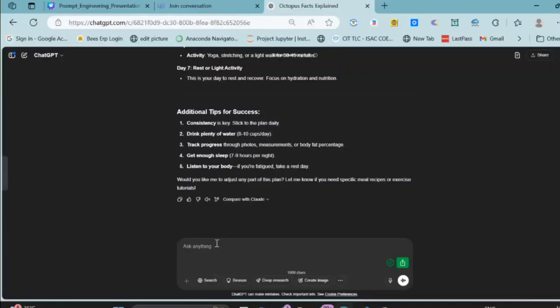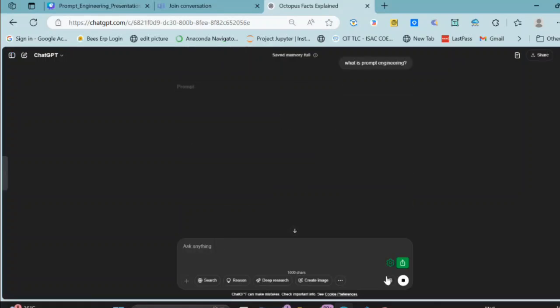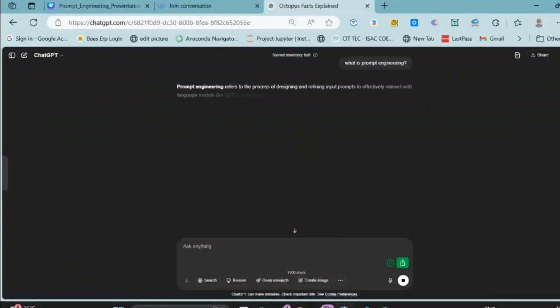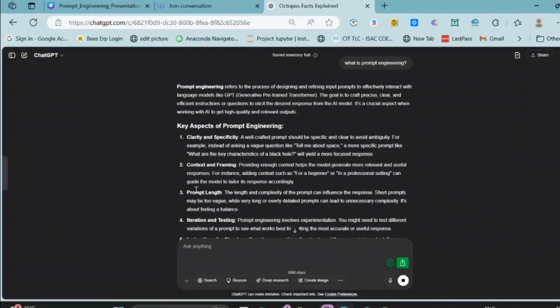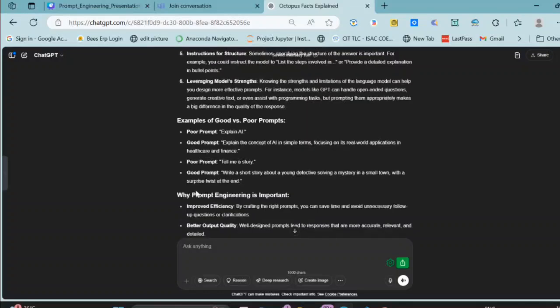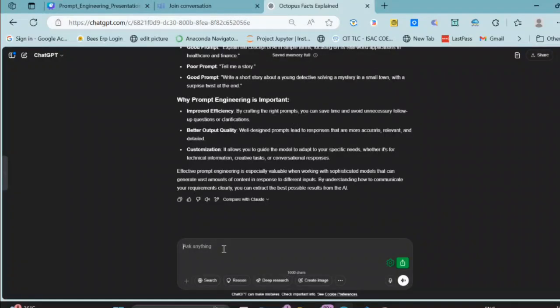For example, let's take: generate what is prompt engineering. Okay, instruction prompting is nothing but providing a clear and proper instruction to get the desired output. For better understanding, we'll go with it practically. What is prompt engineering? I don't have more time to explore what is prompt engineering, the types and everything, key aspects, examples, why prompt engineering is important. But I need to complete all this topic within 2 minutes.